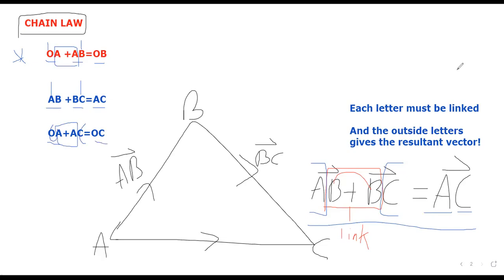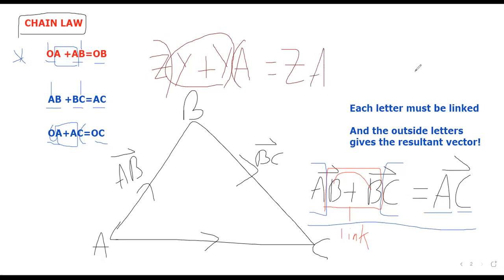Okay, so if you make up something out of the blue that we never saw before, we could still write it. So if we had ZY, I could technically add anything else. I could put, say, plus YA, because Y is the link. And what will the resultant be? It will be ZA. Okay, so that's basically what I call the chain rule for the triangle. So the insides must be the same, link it, and the outsides will give you the resultant. That is the quick and easy way to remember the chain rule.